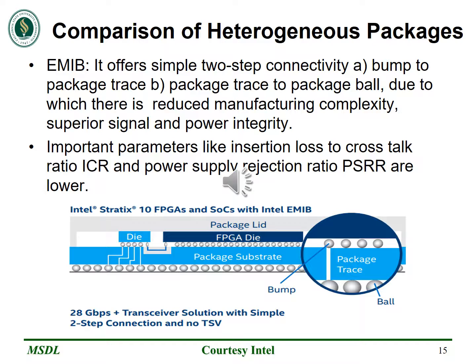MBIB is a two-step process. Here we can see how it is connected from bump to package trace. That is the ball. If you look into the image, the balls are below the line to the package trace. The package traces are the thin white lines, and the package trace again is connected to the ball that is below the die. So it is a two-step process here. The important parameters are insertion loss to crosstalk ratio, ICR, and power supply rejection ratio, PSRR.